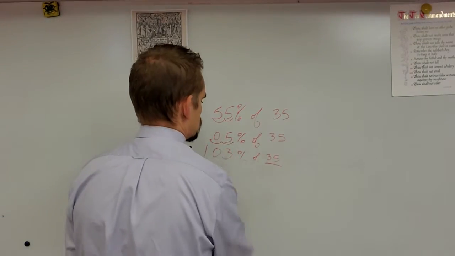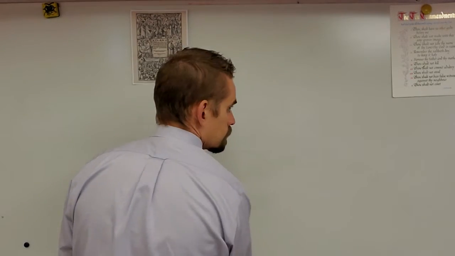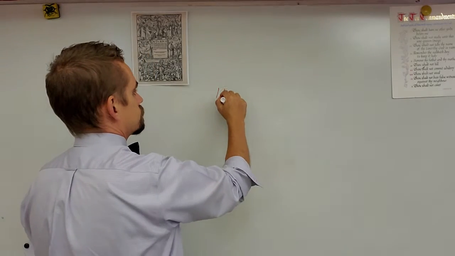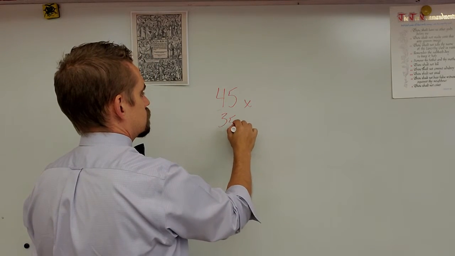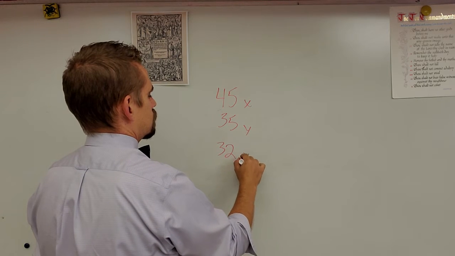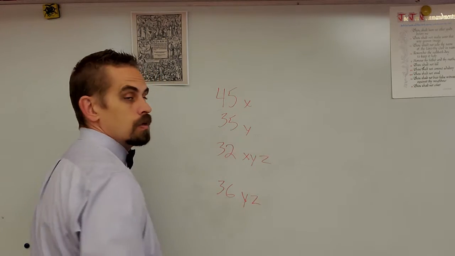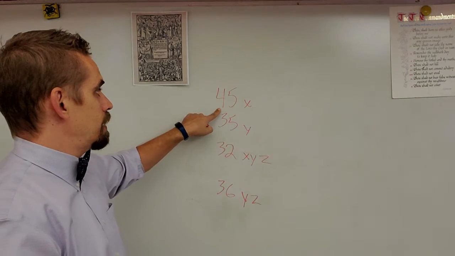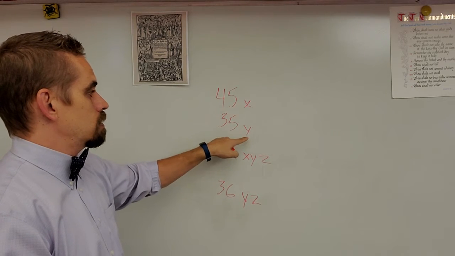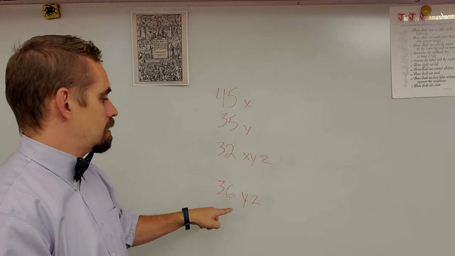Math. Combining like terms. So this is not too hard. When we say combining like terms, a term is basically whatever follows the number. In my examples here, my terms are x, another term is y, another term x, y, z, and another term y, z.